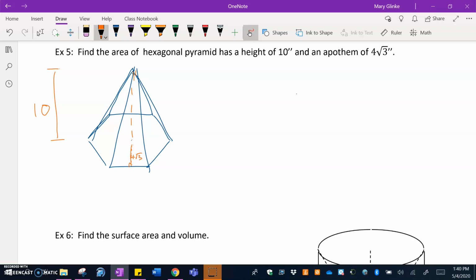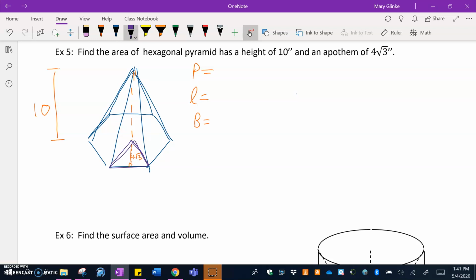So to find the surface area, we want to know what the perimeter of the base is, what the slant height is, and what the area of the base is. Right now, unfortunately, we don't have any of that information. We can go ahead and try to figure out what all of that is, though. So let's draw in the triangles inside of our base.